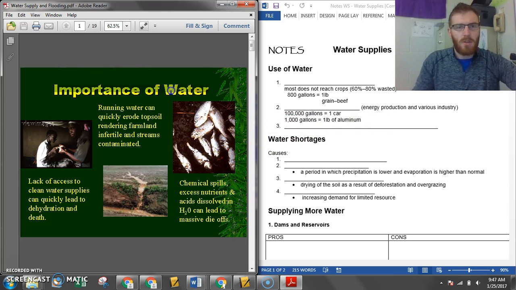I just want to talk about first the importance of water. Lack of access to clean water supplies can quickly lead to dehydration and death. We talked about some of the diseases in the last PowerPoint unit, and some of the viruses and other problems that are associated with poor quality water. Running water can also quickly erode topsoil, which renders farmlands infertile and streams contaminated. Chemical spills, excess nutrients, and acids dissolved in water can cause massive die-offs. So you can see here by reading just these quick facts and everything else we've learned in this unit that water is extremely valuable and can be damaged easily.